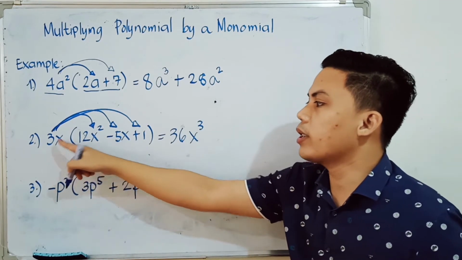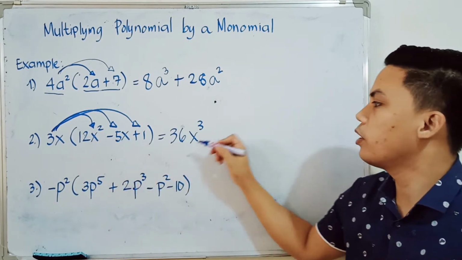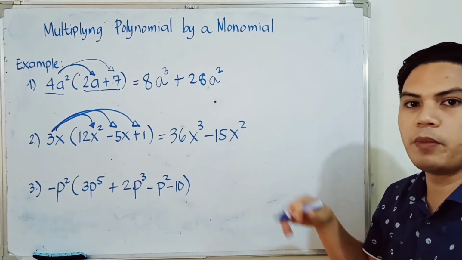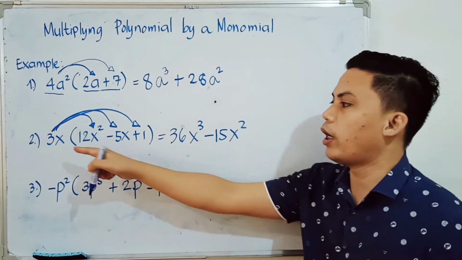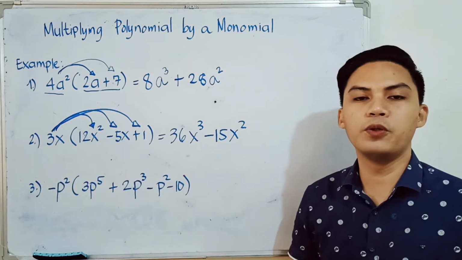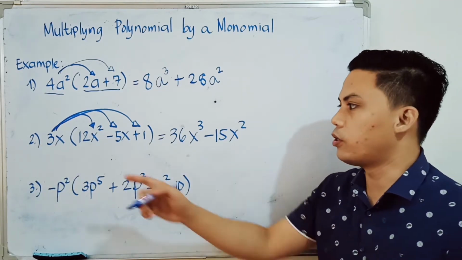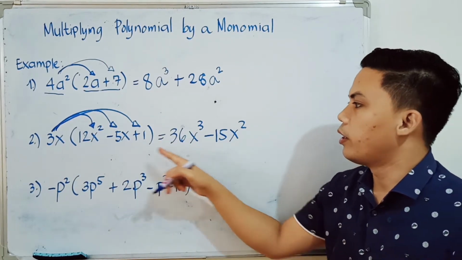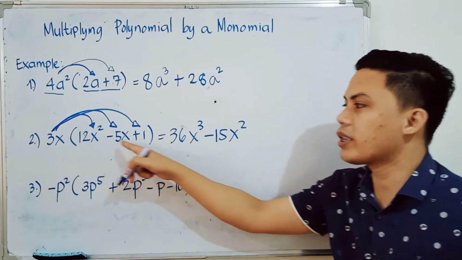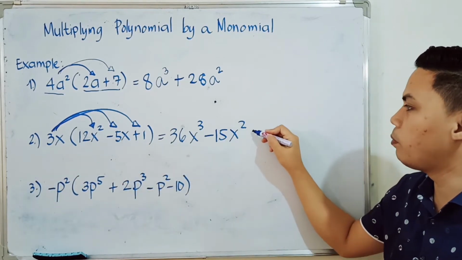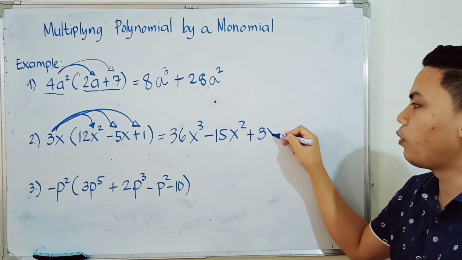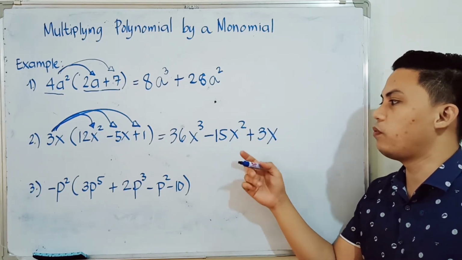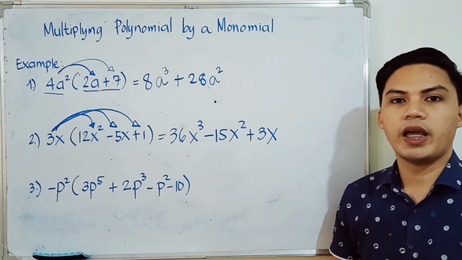Okay? 3x times negative 5x, it will become negative 15x squared. Now, make sure na careful kayo sa signs. Always follow the rules sa pag-multiply ng integer. So, positive times negative, it will become negative. Then, finally, we have 3x times positive 1. So, it will be equal to 3x. Then, the final answer would be 3x cubed minus 15x squared plus 3x.